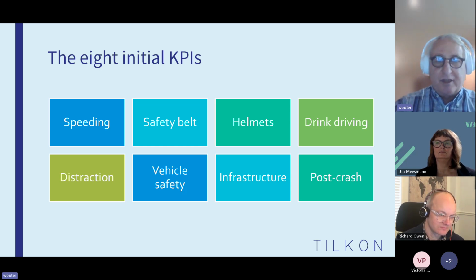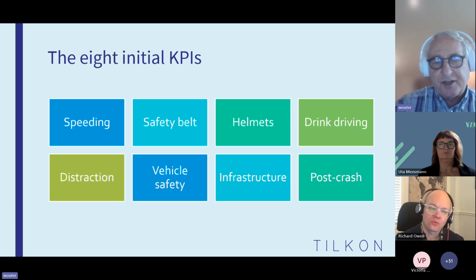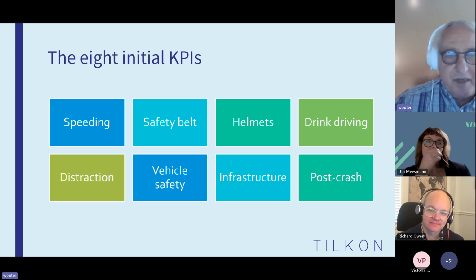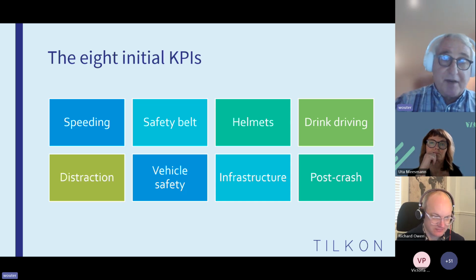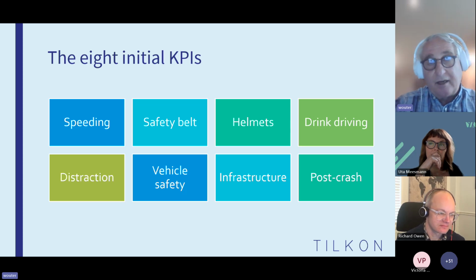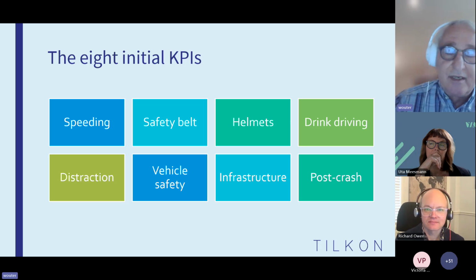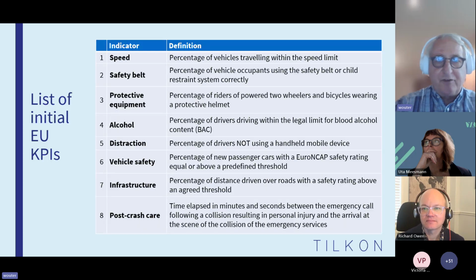These are the existing initial KPIs that are very traditional. Infrastructure is a bit problematic. Vehicle safety and post-crash care are not that much used, and some people even have questions about the relevance of vehicle safety. But the other ones, speeding, safety belt, helmets, drink driving, distraction, are the traditional pillars of bad behavior. It's quite obvious that the KPIs in these areas are important, so there's already a traditional baseline of collecting data. We are in the phase of analyzing the data, and in a few months we will present the results of Trendline and be able to compare to what extent there has been progress compared to Baseline a few years ago.